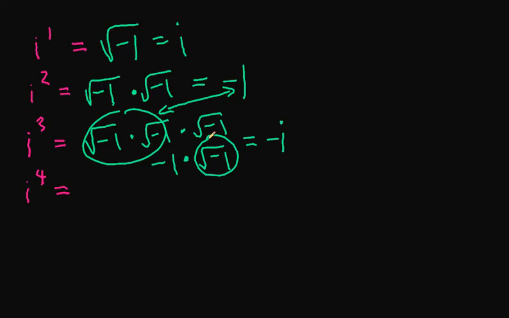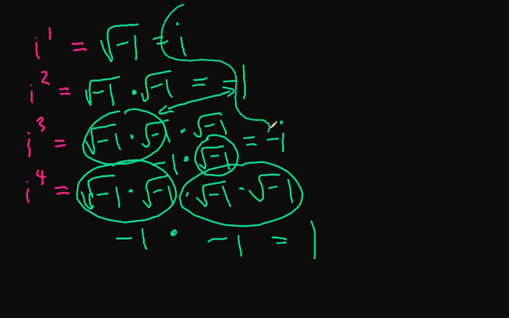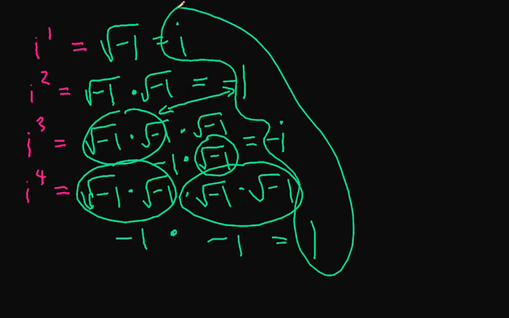i to the 4th, you have 4 times. So if you group these, you know that these equal negative 1, and then these two also equal negative 1. So you have negative 1 times negative 1, which you know equals positive 1. So here's your pattern right here. And this just continues for all the powers.